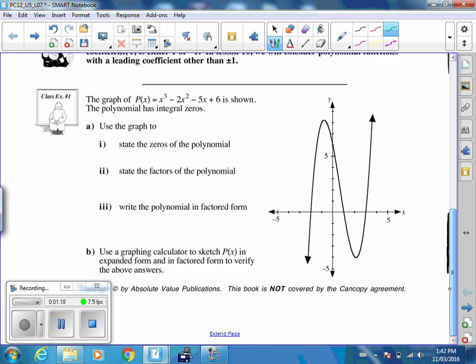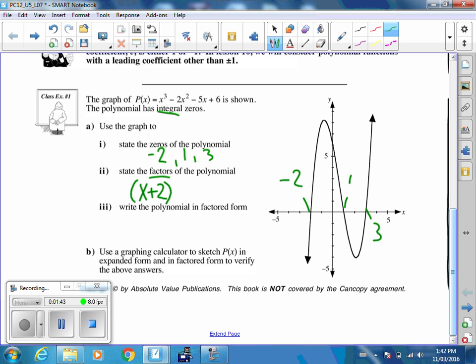So this graph is shown, and it has integer values for all of its zeros. So its zeros are -2, 1, and 3. The factors will be the factors that match that zero. So the factor of this one is x plus 2. Factor of this one's x minus 1. Factor of this one is x minus 3. So we could factor this whole thing.